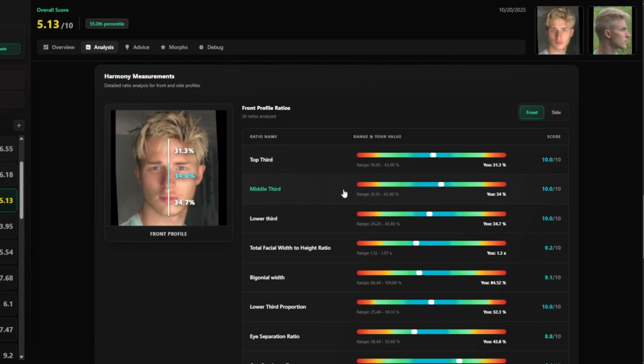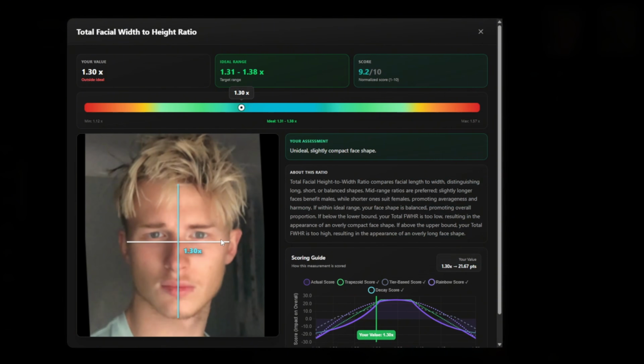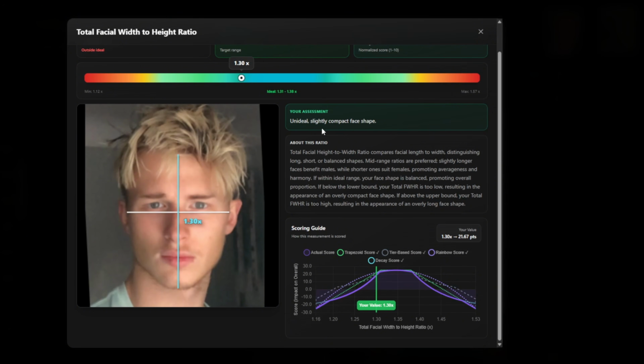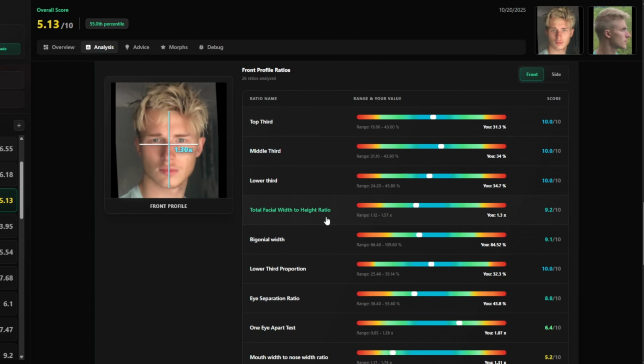So you can see his facial thirds are actually ideal. They all sit within this blue range here. And that makes sense, like 31%, 34, 34.7. He has a little bit taller of a lower third. Now his overall face shape is a little bit outside of the ideal range. You can see here that it's about 1.3, which the ideal range we've kind of adjusted to be a little bit more forgiving, like in the 1.31 to 1.38 range, which is still not an overly narrow or overly long face shape. But his is slightly too narrow, just minor. It's pretty negligible. That's why he got a 9.6, I believe, from 9.2.